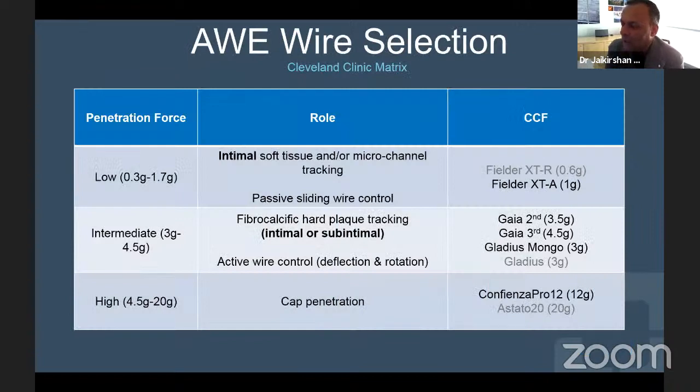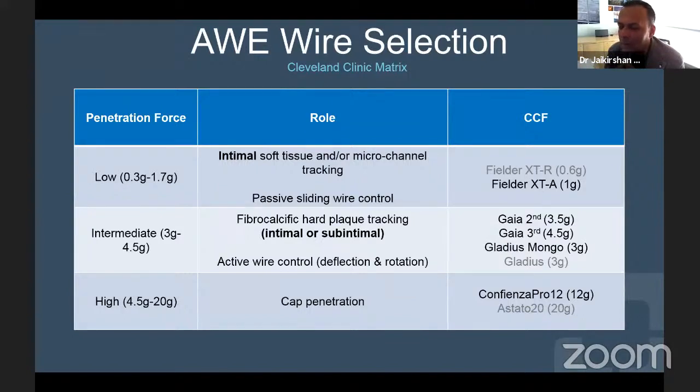This is what everybody's here to talk about, and that's the wires. This is the matrix that we used at Cleveland Clinic to select wires for CTO intervention. Basically, you look at penetration force. They come in three groups: low, intermediate, and high penetration force. Each of these wire groups has a specific role. The soft, low penetration wires are used for intimal soft tissue tracking or to find microchannels. These wires are used passively. You allow the wire to find the path rather than you steering the wire to the path. The wire that we use most commonly is the Fielder XTA, but we also have used the XTR to a fair degree.